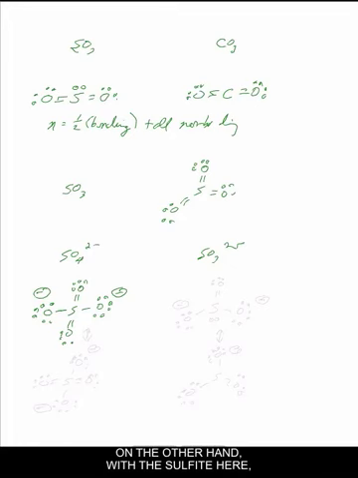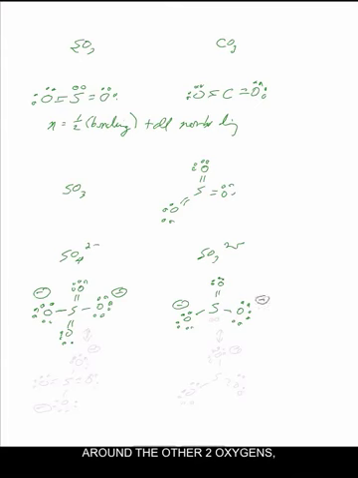On the other hand, with a sulfite here, I can put one double bond O, because I need a neutral O, and therefore two sets of non-bonders on the double bond O, and then I get three sets of non-bonders around the other two oxygens, again giving me negative charges on both.